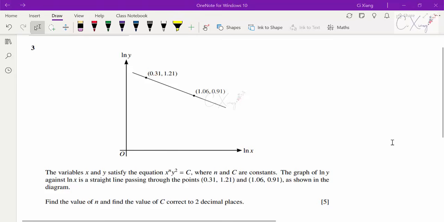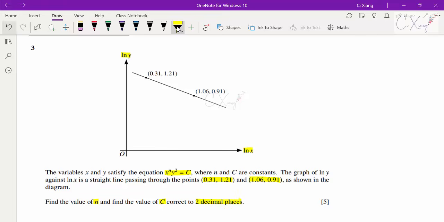Okay, so now we discuss question number 3. They give us a diagram, and after that they tell us there's an equation. This equation is x to the power n, y to the power 2 equals c, where n and c are constants. The graph of ln y against ln x: you can see that they are sketching ln y over ln x. It's a straight line passing through the points given as shown in the diagram. They want us to find the value of n and also the value of c, correct to 2 decimal places.